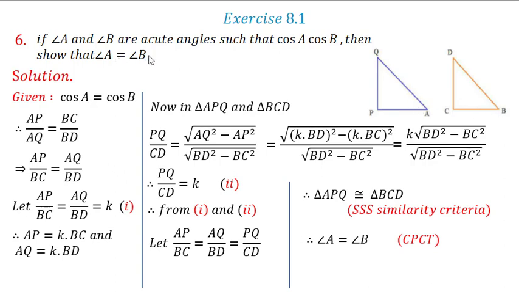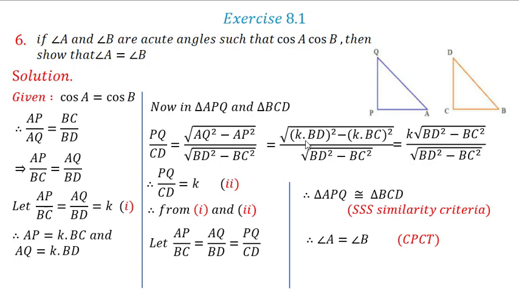So I have to prove that angle A equal to B, and here we have proved that angle A equal to angle B. Here you make two corrections. One is this cos A is equals to cos B, right? In the problem you have to correct, and in the solution here it is triangle APQ is similar to triangle BCD.